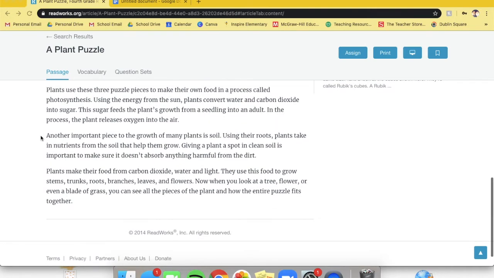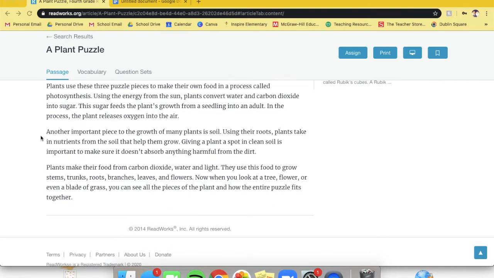Another important piece to the growth of many plants is soil. Using their roots, plants take in nutrients from the soil that help them grow. Giving a plant a spot in clean soil is important to make sure it doesn't absorb anything harmful from the dirt. Plants make their food from carbon dioxide, water, and light. They use this food to grow stems, trunks, roots, branches, leaves, and flowers. Now, when you look at a tree, flower, or even a blade of grass, you can see all the pieces of the plant and how the entire puzzle fits together.